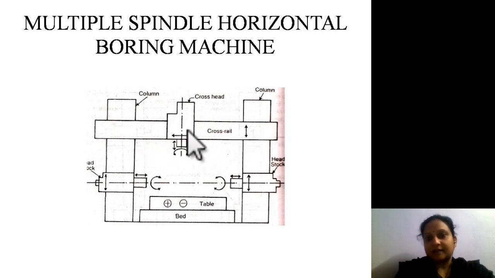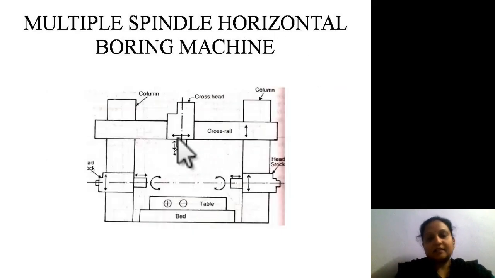the cross rail. So here the component will rest on the table, and depending upon the operation that you require or the size of the hole and the position of the hole which you require, we adjust the cross heads and headstock and will make the spindle to rotate. As a result, we get the bored hole or the required hole in the required position.